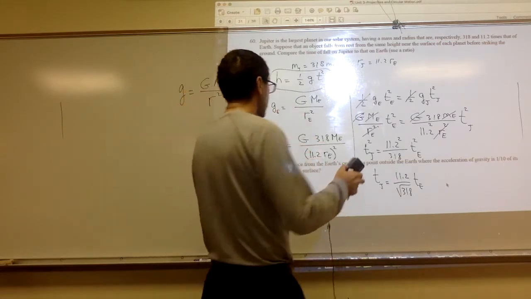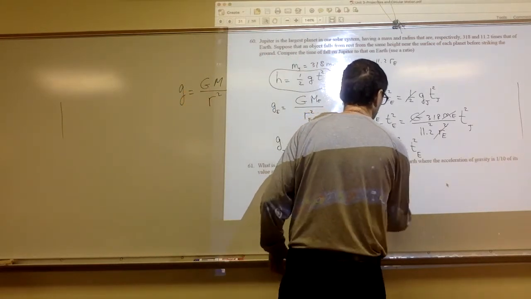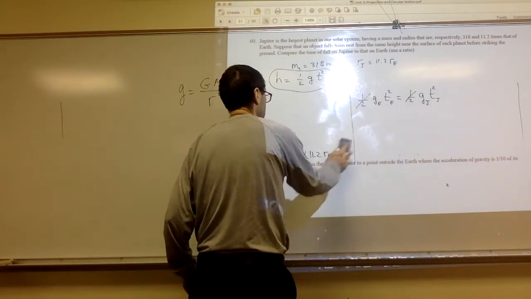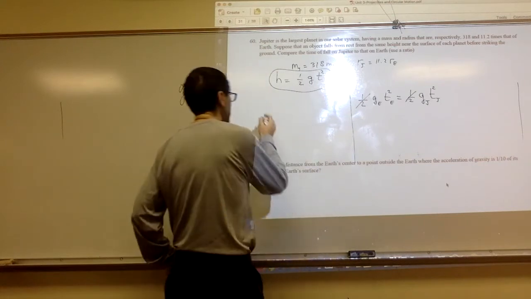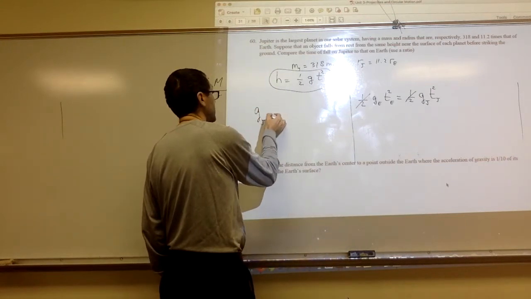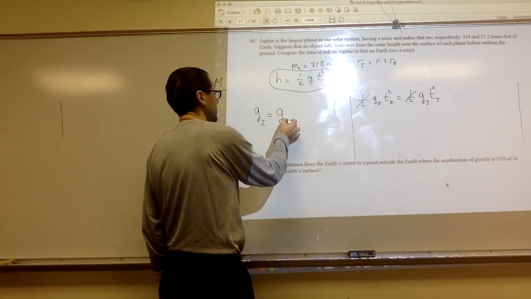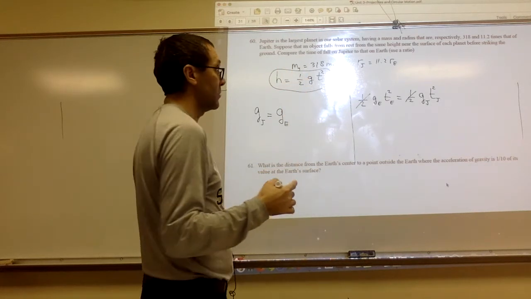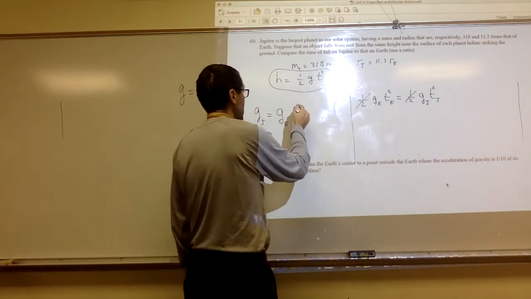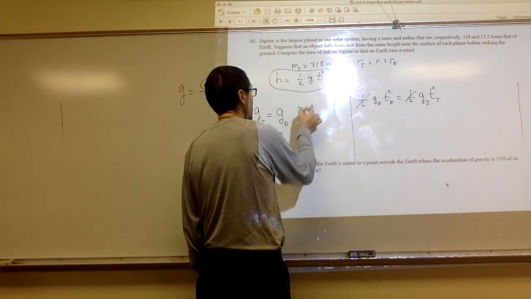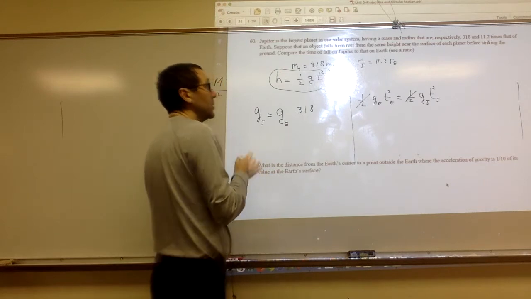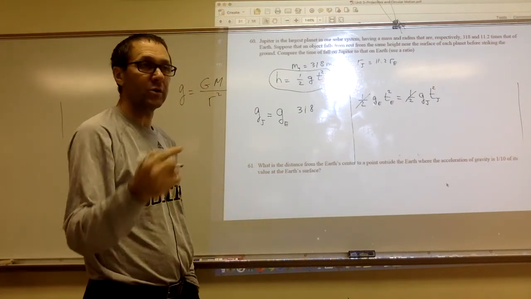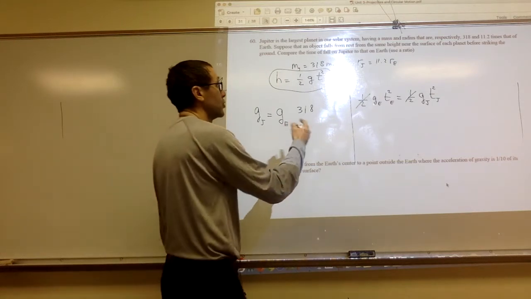Now, if I want to do the accelerations quickly, I'm going to try to do it without going through what I'm erasing now. G on Jupiter is equal to G on Earth with some changes. Now, the mass of Jupiter is 318 times as much as the mass of Earth. So the G will increase, if it was just for the mass, it would increase by 318. But the radius is also bigger. So the G will decrease by 11.2 squared.